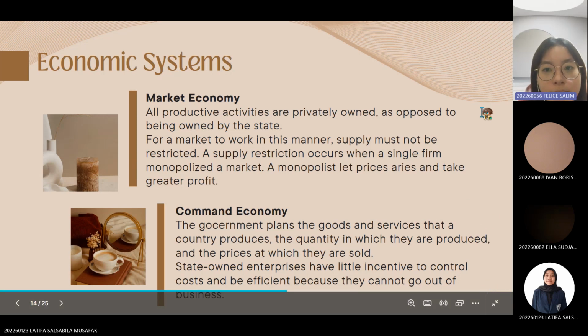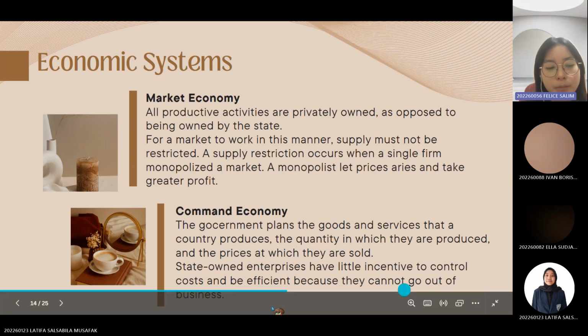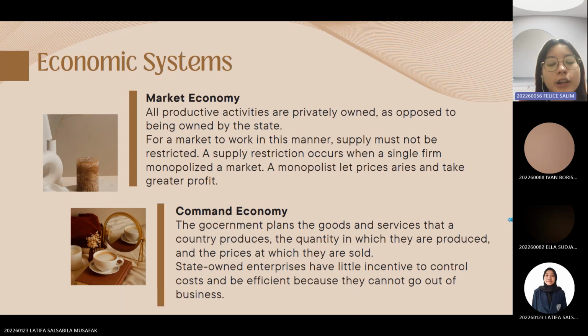But the downside of this is that there will be monopolies. There will be some monopoly companies that will let the prices rise and take greater profit, and the customer will get the bad side of it, because all the prices will keep getting higher and really expensive.